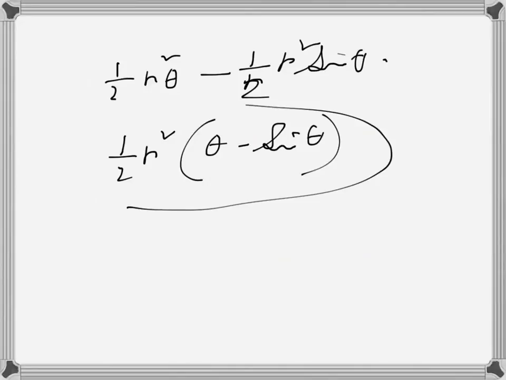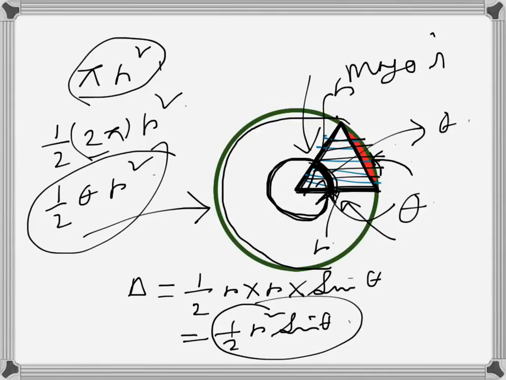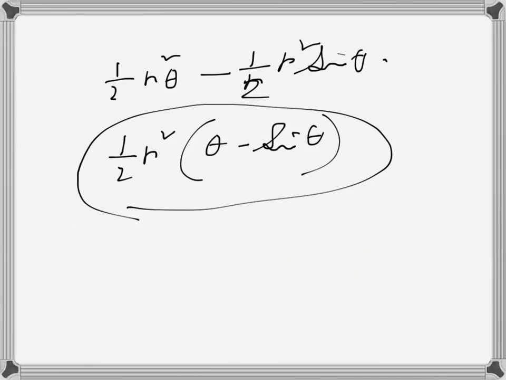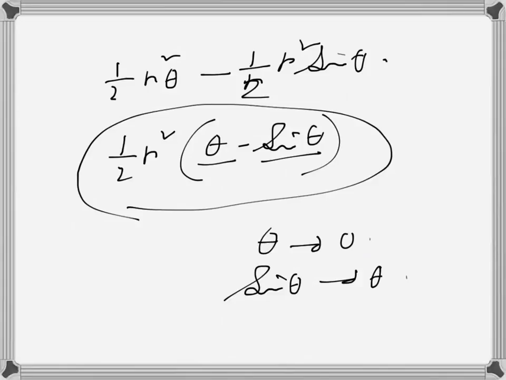So this is the area of the minor segment, and we can make an interesting observation. When theta is very small, so if we have a very small minor segment, theta tends to 0, and we know that sine theta becomes theta. So this one is equal to this one. So the area of the minor segment becomes almost 0 when theta is very small.